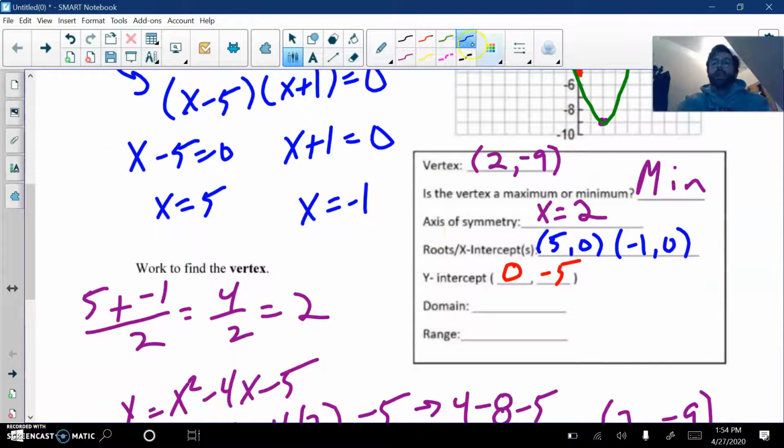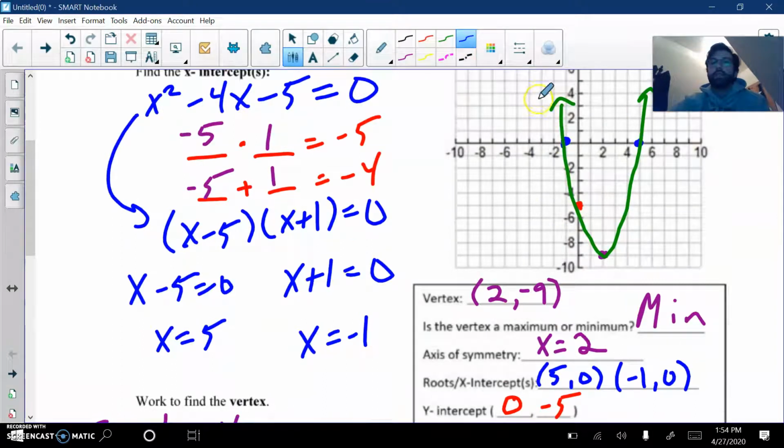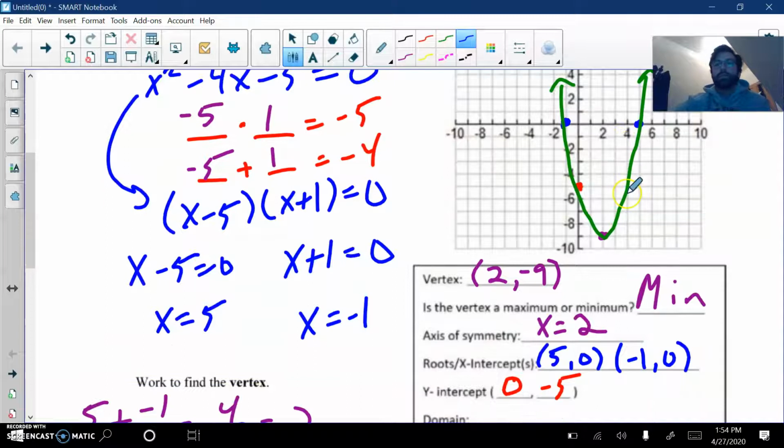Domain and range. All right, domain. I'm always going to be able to plug a negative x value in and always going to be able to plug a positive x value in. Everything to the left is included. Everything to the right is included. Therefore, it's all real numbers.